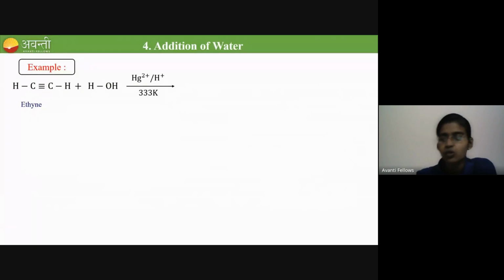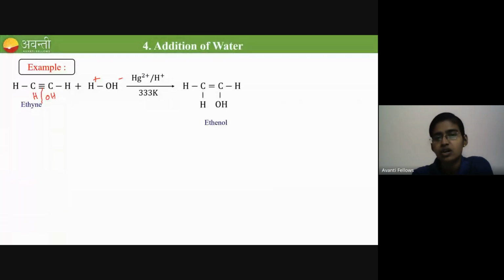Okay. Now what do we have to do? We are going to add the water, right? So water contains H plus and OH minus. So break the bond, add H and OH. You will get the product. Now this is called ethenol. Why is it called ethenol? We have an alkene and also an alcohol. OH-containing compounds are called alcohols, right? So since this compound contains both alkene and alcohol, it is called ethenol. Okay. Now this ethenol compound undergoes tautomerism.